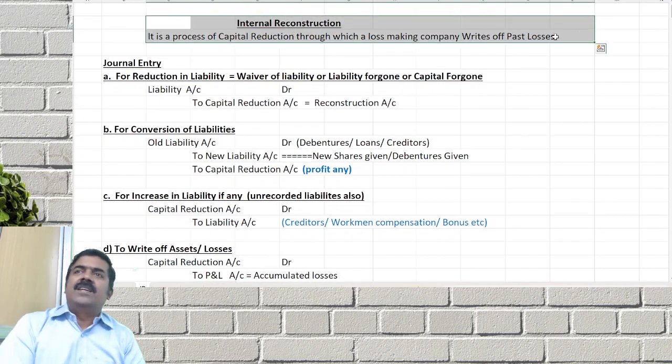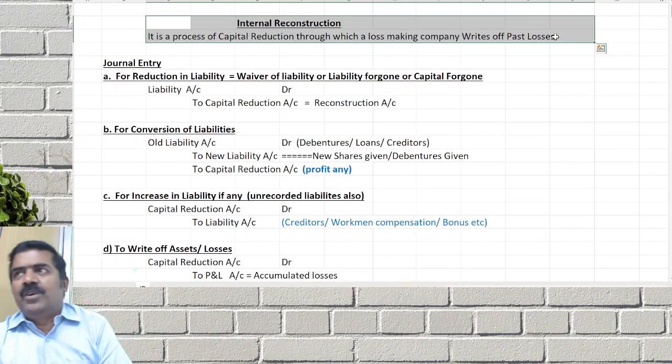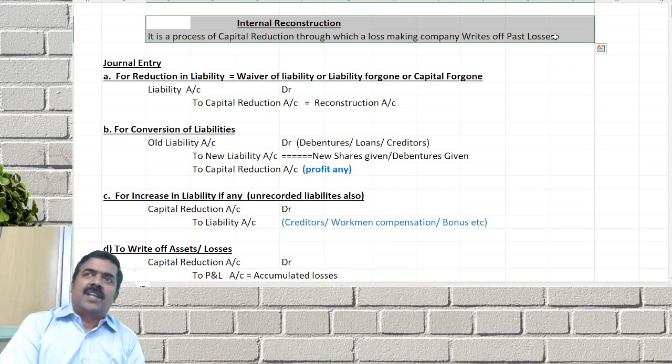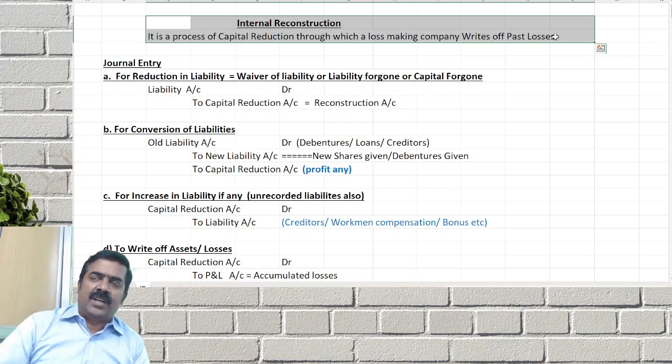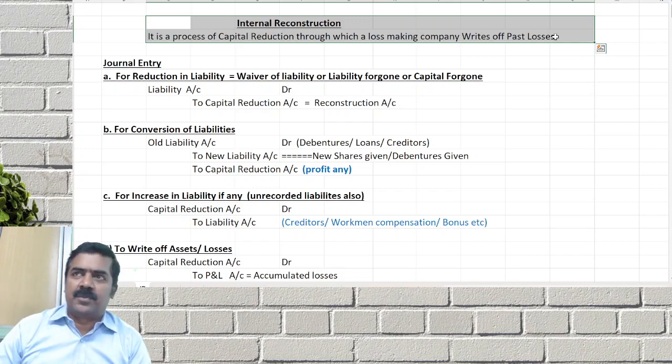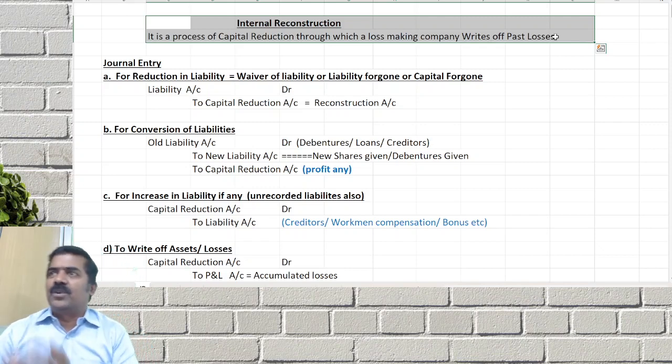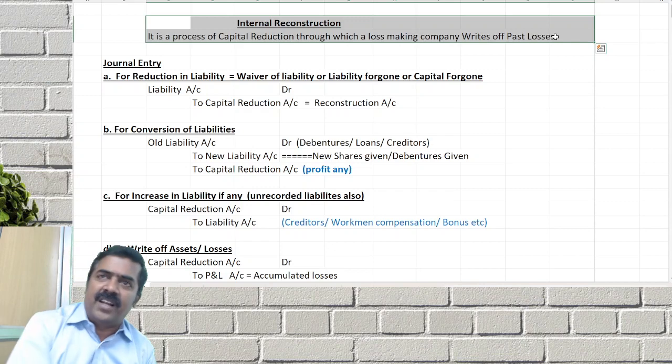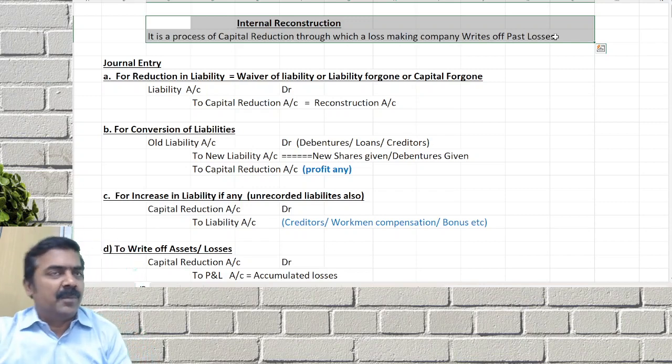Simple. The company is running in a loss. You want to write off the losses by going for a capital reduction. What is capital reduction? Requesting the equity shareholders, preference shareholders, creditors to forego the liability. When they forego, it's a profit that is used for writing off losses, which we had seen.